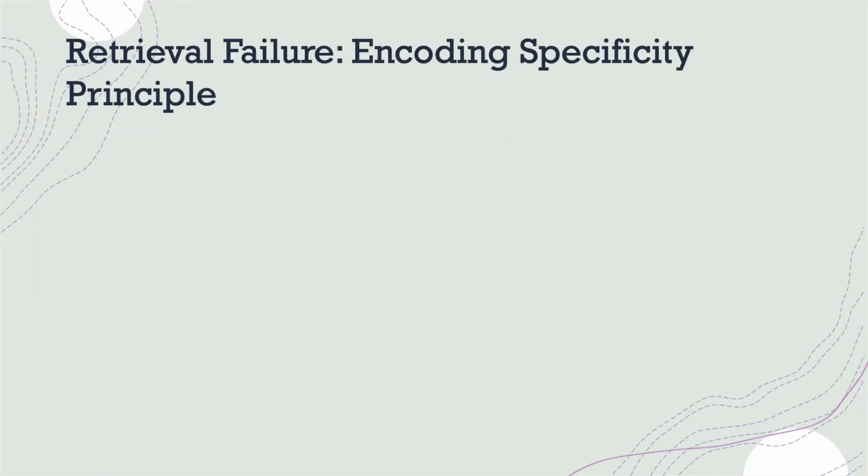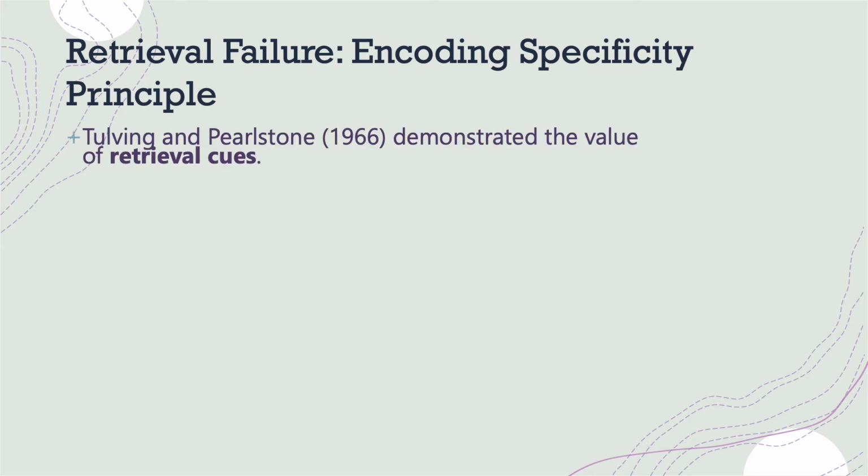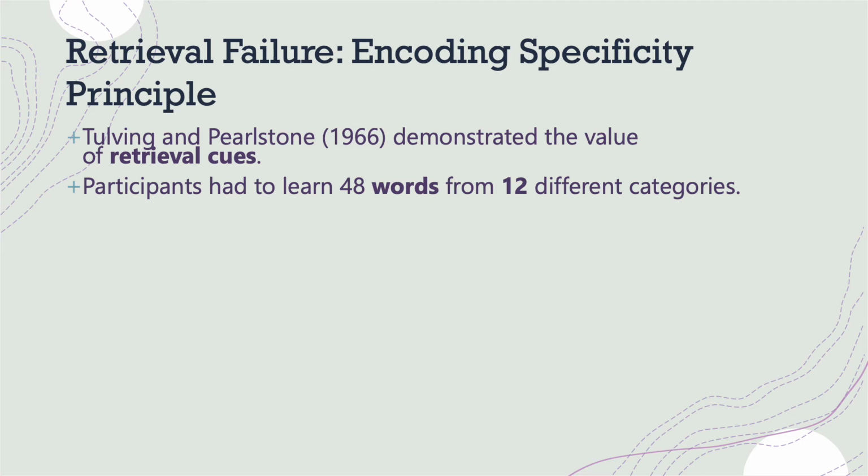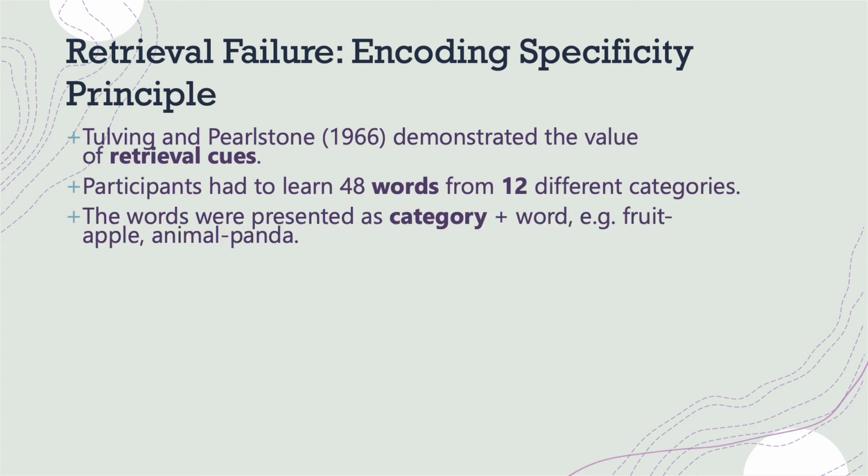Then we looked at retrieval failure and this encoding specificity principle, which was proposed by Tulving and Pearlstone. And encoding specificity principle is all to do with retrieval cues, and they tested to see whether those who had cues presented to them remembered more than those who didn't. So they did this by participants having to learn 48 words from 12 different categories like fruit and colours and animals, etc. And they were presented in category and then word. So fruit, apple, animal, panda, colour, red, etc.